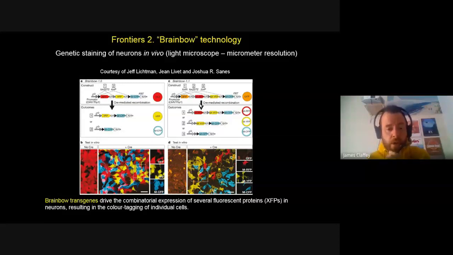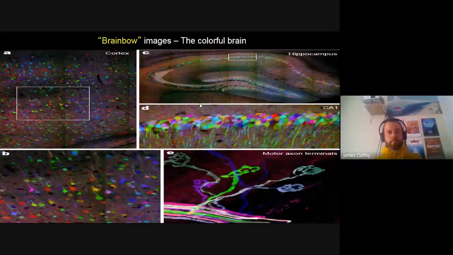In relation to this Brainbow and transgenes, here are some more images of the neocortex. And what we have as well is the hippocampus, which is up here. This is the one that we spoke about, the hippocampus.